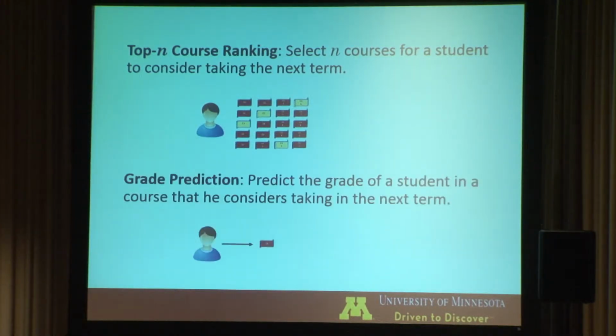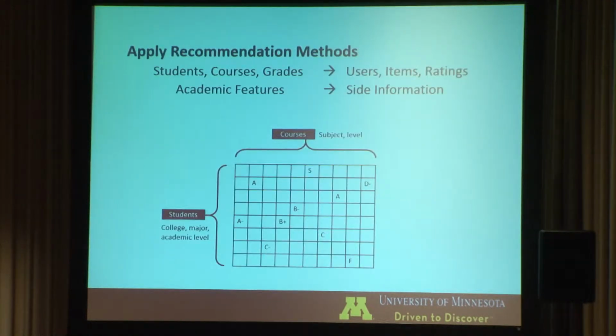The second task has to do with grade prediction, in which, given a student and a course that he considers taking in the next term, we would like to predict his grade in that course prior to enrollment. And recommendation techniques can be applied in this field by mapping the students to users and the courses to items and grades to ratings. And there's also the student and course academic features that describe stuff like the student majors and academic levels at the time of taking the different courses. And it also describes the course subjects and levels.